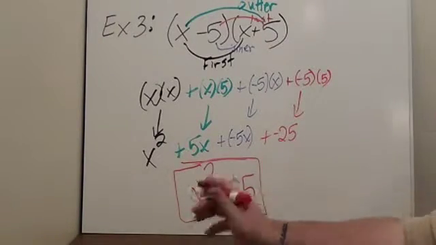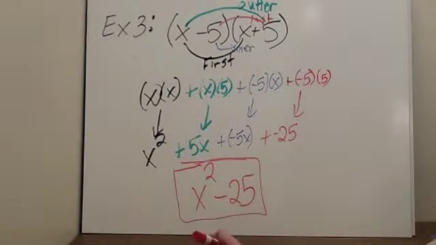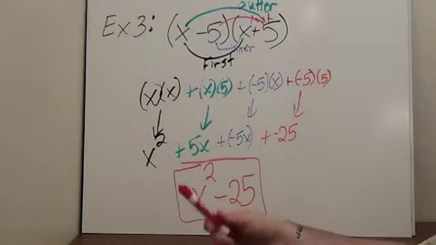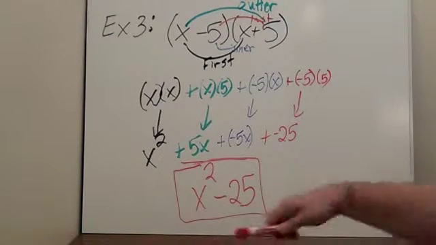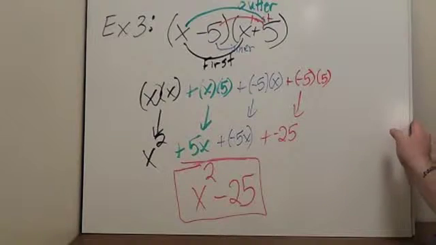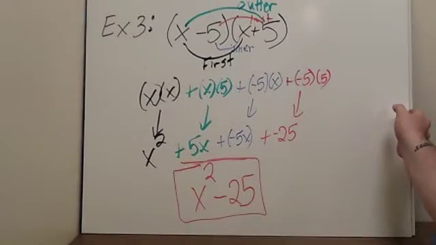Both x squared and 25 are called perfect squares. This is what we call a difference of squares. The reason it's called a difference of squares is because each of these is a perfect square and there's a subtraction or a difference between them. This will be very important when we come back to factoring.